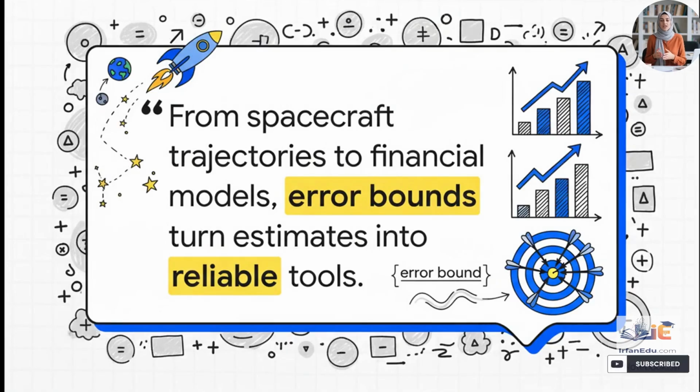And look, I know this can feel like just another abstract topic for a test, but it is so much bigger than that. When engineers at NASA are plotting a trajectory for a spacecraft, or when analysts on Wall Street are modeling financial risk, they are using approximations. And the only reason they can trust those models is because of error bounds just like this one. This is what turns a good guess into reliable, real-world science.